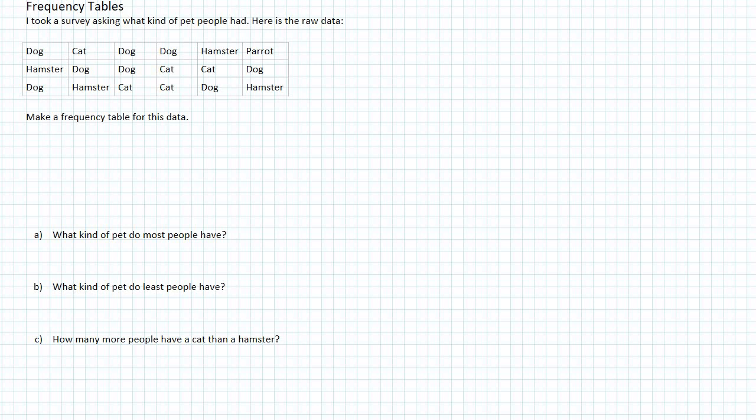So we're going to have a look now at how to draw a frequency table, okay? So let's say you took a survey asking what kind of pet people have, and here's what's called the raw data. This is just, if you walked around your class and wrote down what everyone said when you asked them a question, that's what you get. So it's all in a jumble. It's going dog, cat, dog, hamster, parrot, it's all a bit of a mess, okay? And we can use a frequency table to tidy that up, okay?